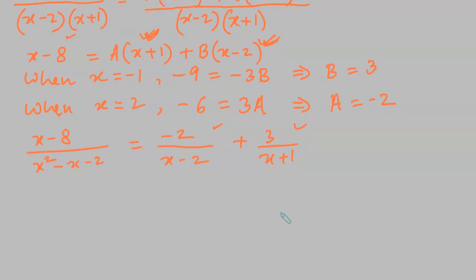We have to get terms up to x to the power of 3. So let us take up this one first. Negative 2 over x minus 2 is equal to negative 2 times x minus 2 to the power of negative 1.